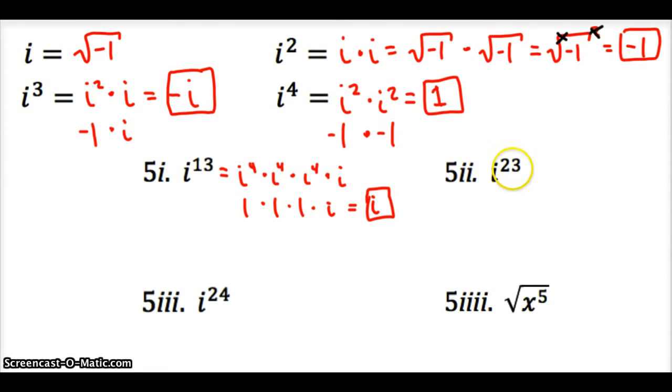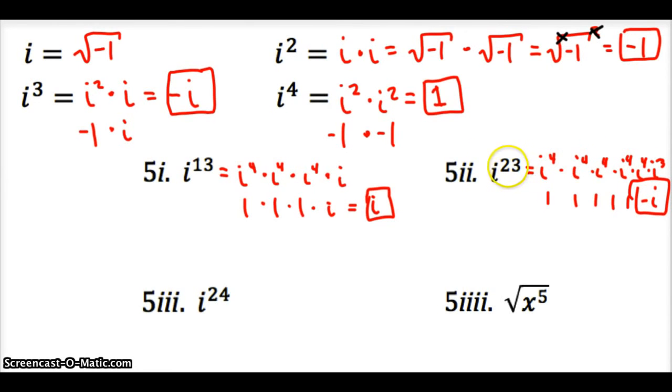How about i to the 23rd? Well, I don't want to do it the same way as this, because that would be a lot of i to the fourth, right? It would be i to the fourth times i to the fourth times i to the fourth. I'm already getting tired of writing i to the fourth, but there are 5 i to the fourth times i to the third. All of these guys turn into 1, and then i to the third turns into a negative i, so our answer would be -i.